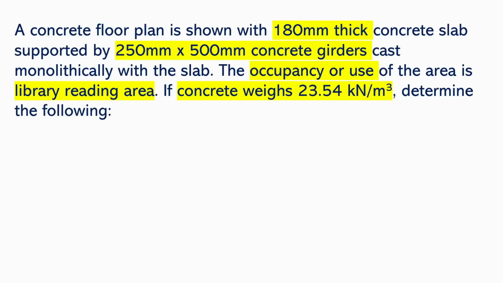For our problem, we have a concrete floor plan with a 180 mm thick concrete slab supported by 250 mm by 500 mm concrete girders, cast monolithically with the slab. The occupancy or use of the area is a library reading area. I will just give the value of the intensity, which is from NSCP. And concrete weighs 23.54 kN/m³. Determine the following.